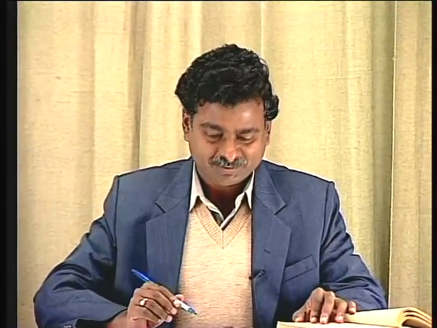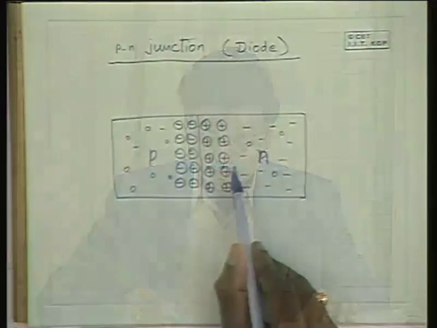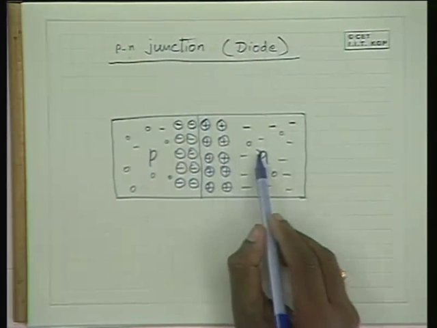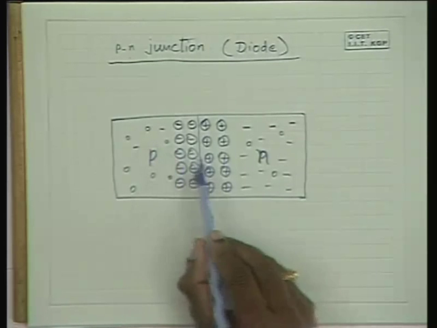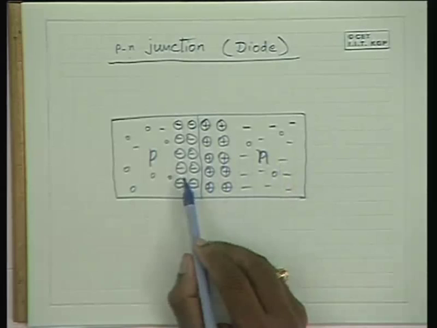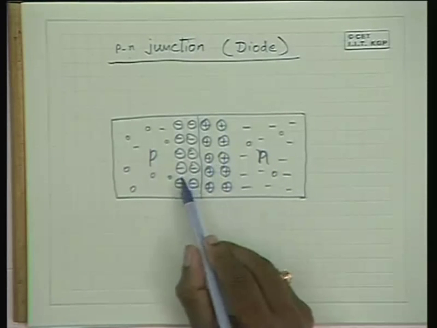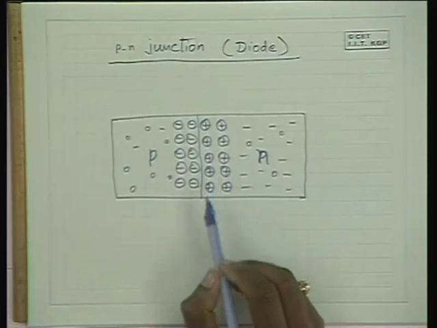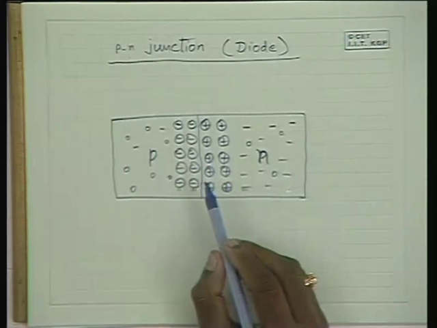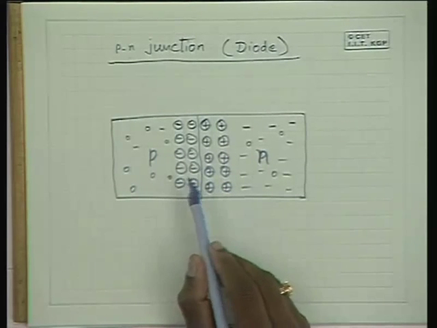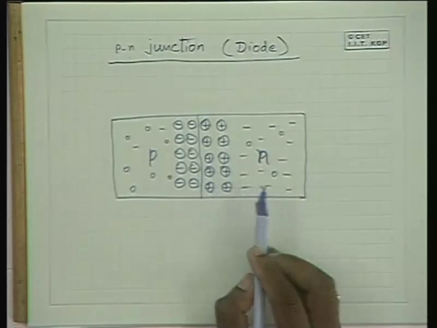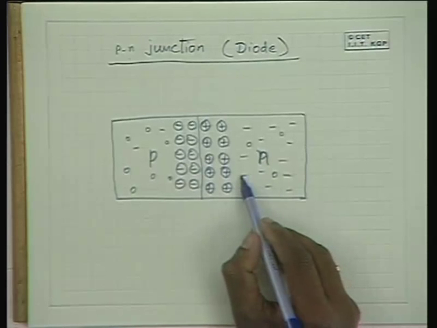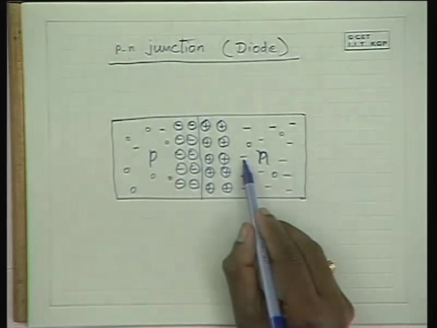Continuing our discussion in this class, please look at the diagram. As the electrons from the n side diffuse into the p side and the holes from the p side diffuse onto the n side, some space charge is developed here, as we discussed in the last class. Now what this space charge does is it prevents further diffusion of the charged particles into the other region.